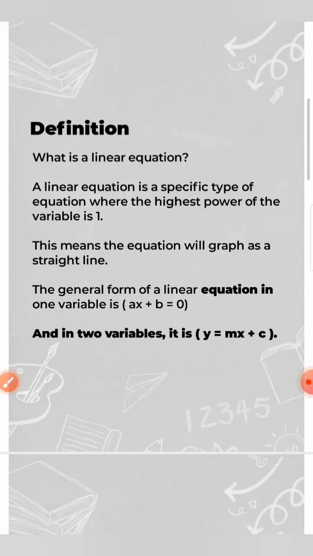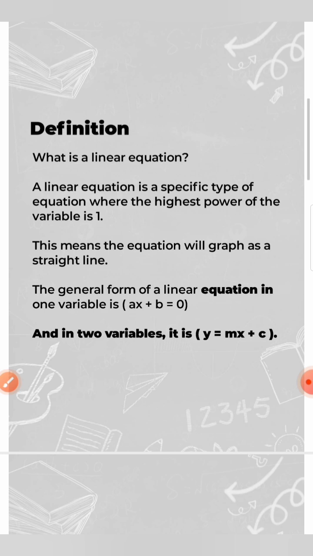Remember, our topic is a linear equation. So what is a linear equation? A linear equation is a specific type of equation where the highest power of the variable is 1. All right, I'm going to explain that in simple terms. That means that the equation will graph as a straight line.